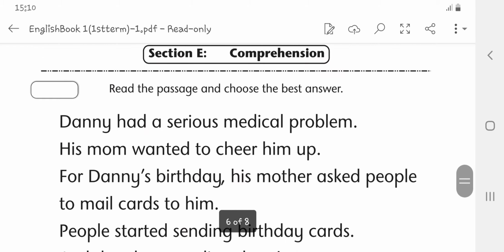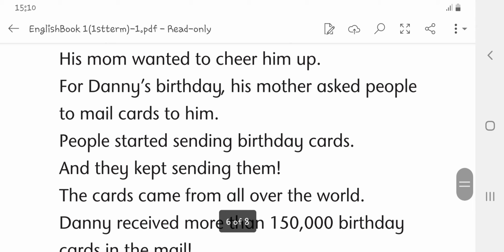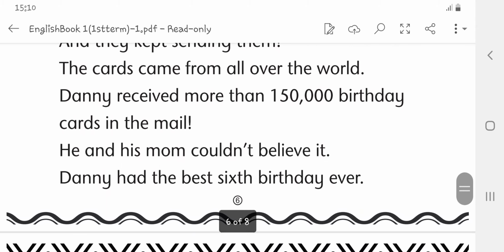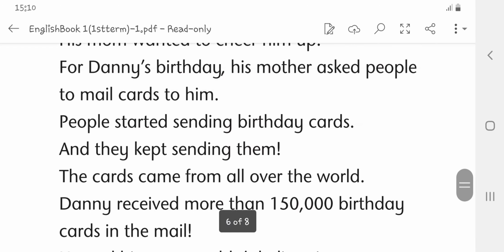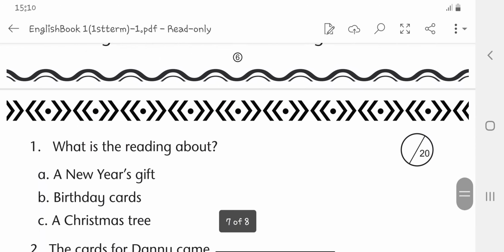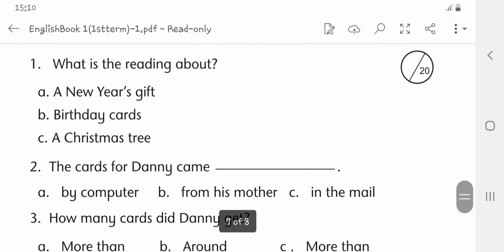Now we come to section E. Section E is about comprehension, and a long passage of comprehension is given, not very long, according to the level of grade 1. And what are the students going to do? They are going to read the comprehension passage and then they are going to write the answers of the questions that are given at the end. There are 20 marks for it because they not only should show their reading skill but understanding skill and then deriving answers from the passage that is given.